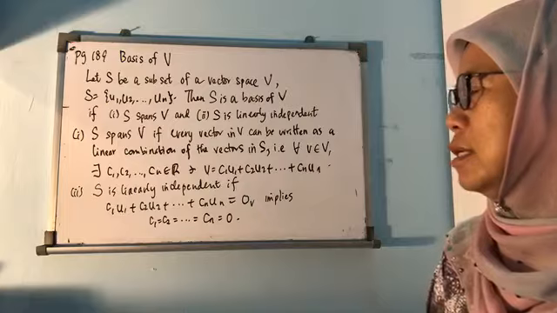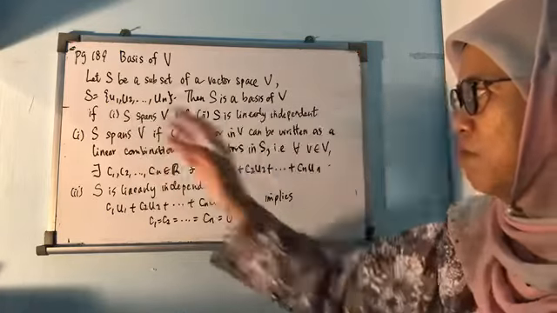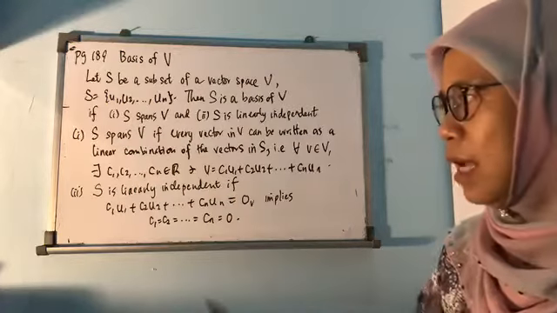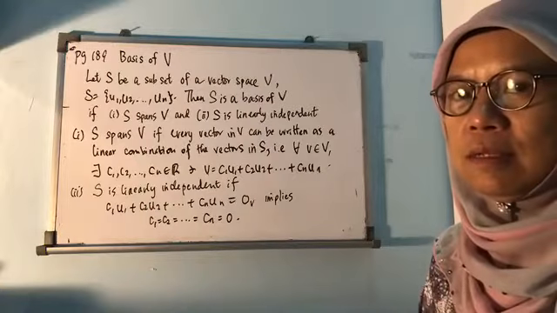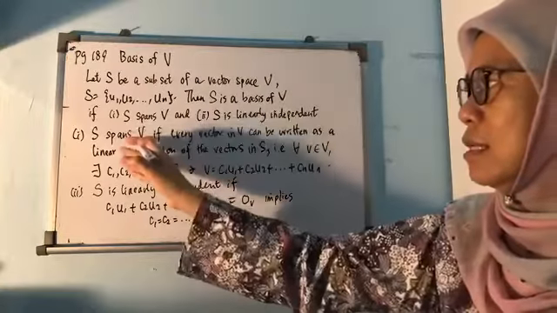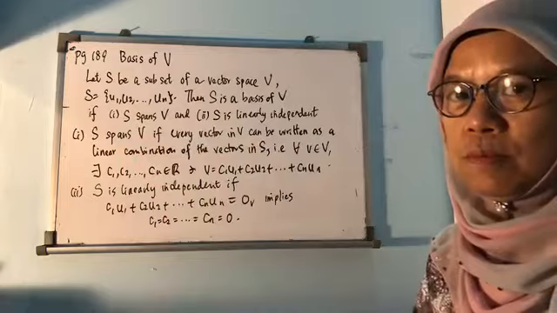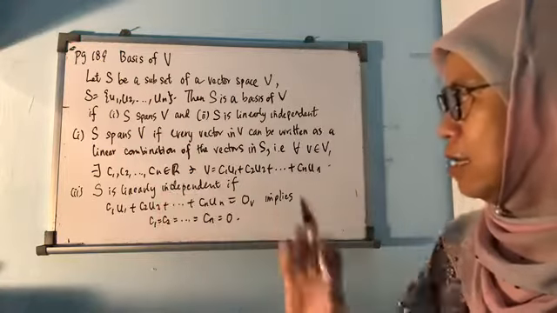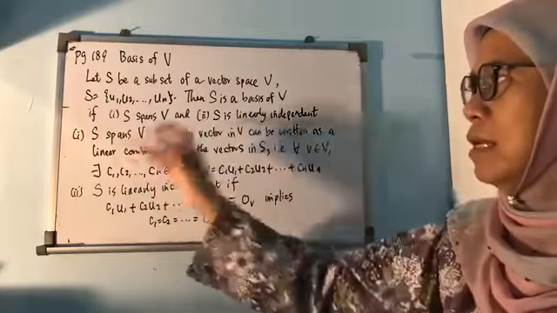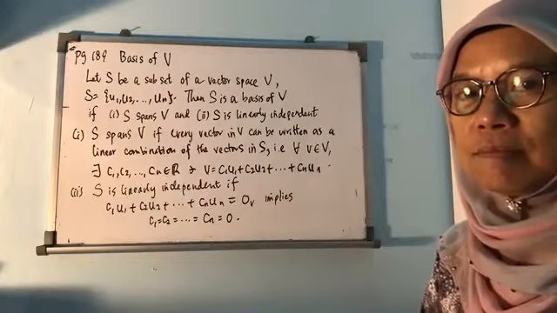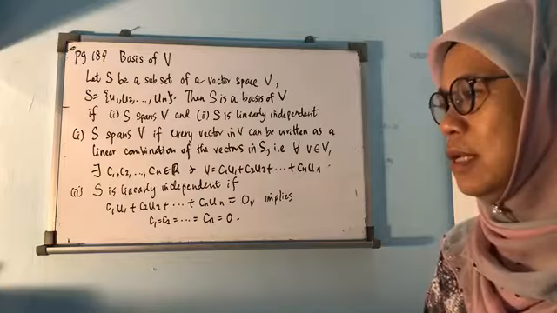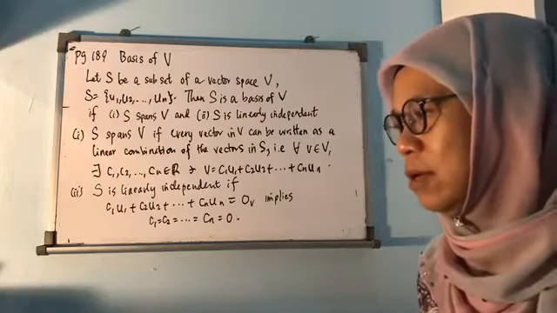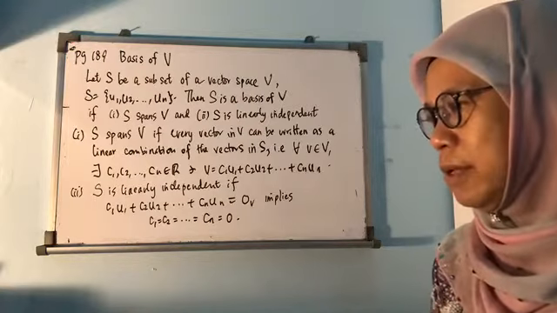Sometimes a set S spans V, but they are not linearly independent. They can satisfy one but not two. Some subsets are linearly independent, but they do not span. We will see all different kinds of examples.